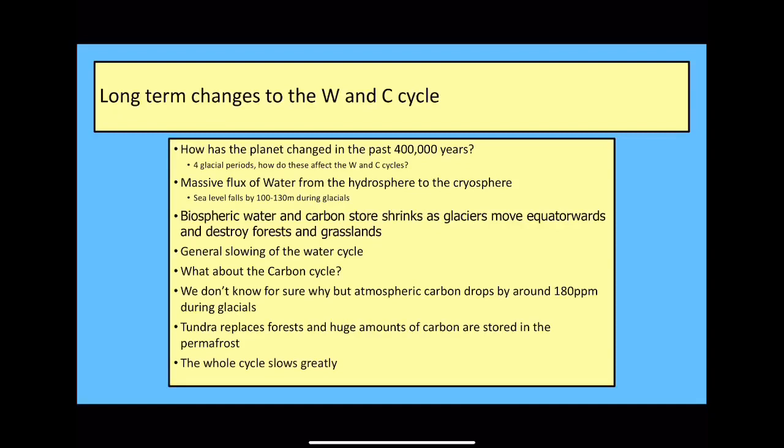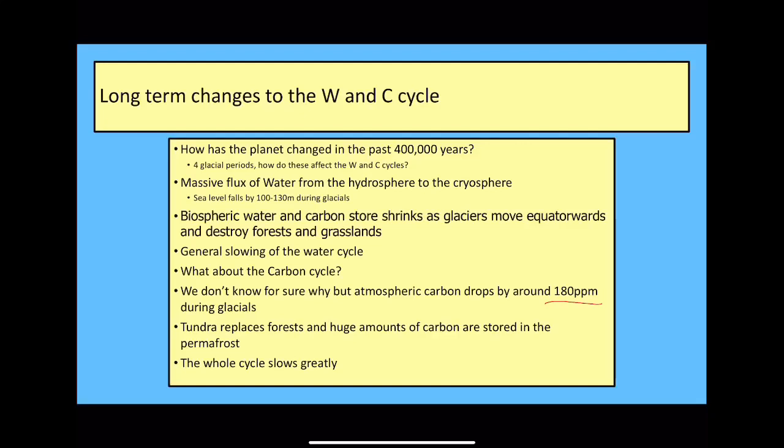Something else that could be causing this drop is, as we've talked about before, how soluble carbon dioxide is in water is affected by temperature. And the colder it is, the more soluble CO2 is in water. So as the temperature drops, water can absorb more carbon. So that may be where some of the atmospheric carbon is going.